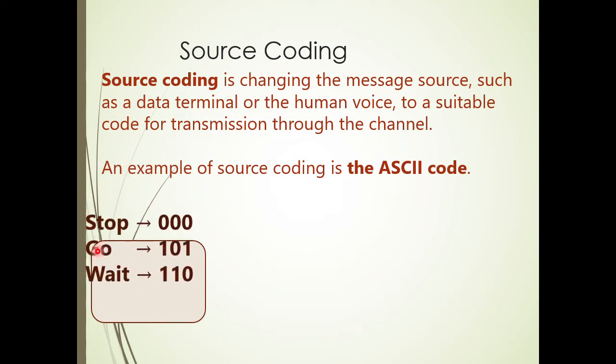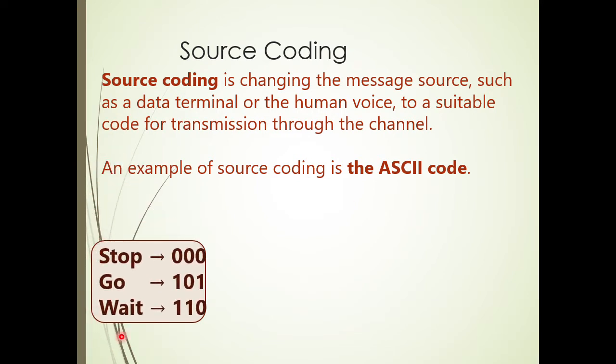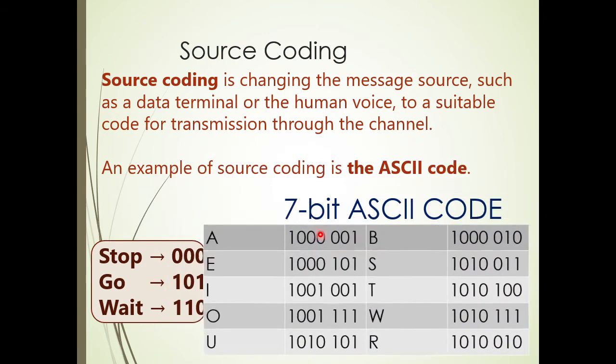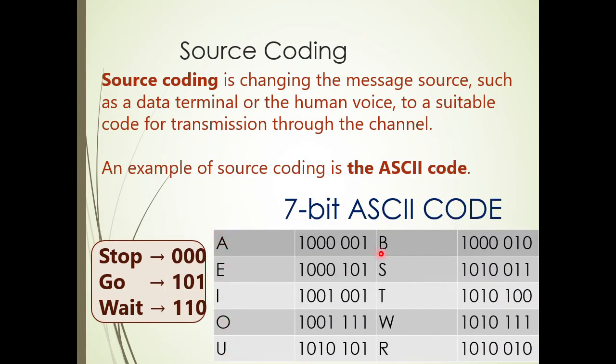So for instance, this is our set of valid messages and we convert it to string of zeros and ones, so something that the computer can understand. For 7-bit ASCII code, we replace English letters into strings of zeros and ones of length 7.